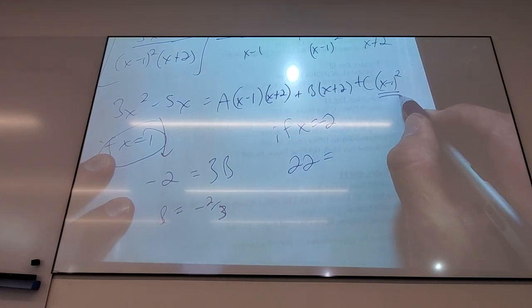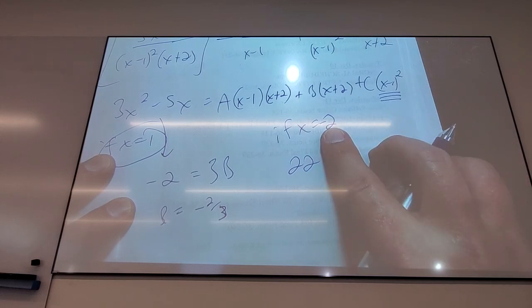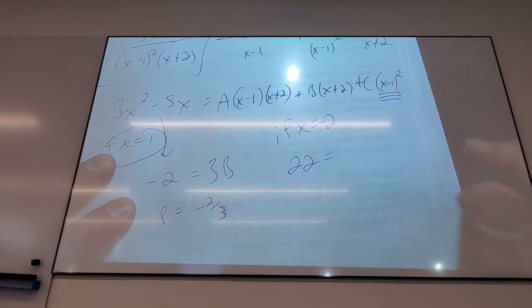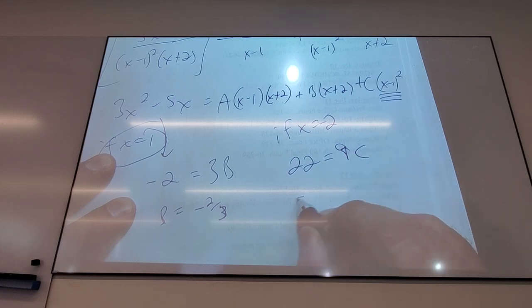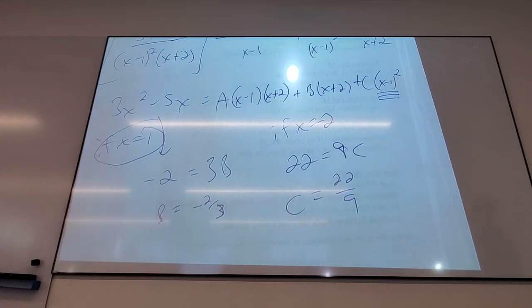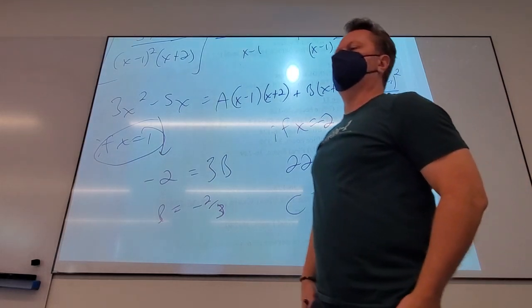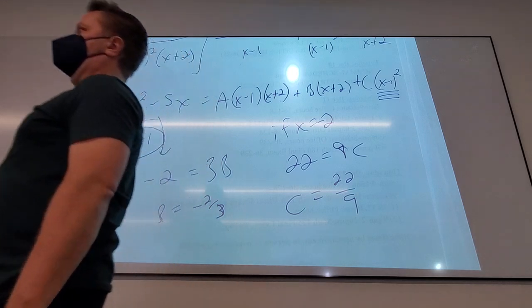What do I get here? 9c. So what's C? 22 over 9. Is that the number you wish showed up? No. I don't give a shit. Fractions, who cares? Now, is there still something I don't know? A. Can anyone figure out a way to solve for A?